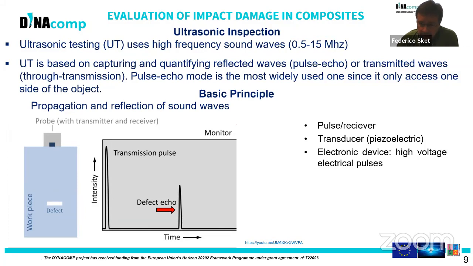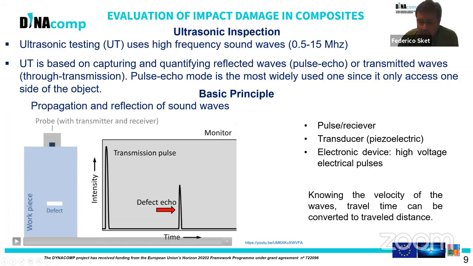For material testing, either the echo of the defect can be utilized, which is the pulse echo mode, or the phenomenon that hardly any sound wave passes through the imperfection, and this is called the through transmission mode. In a pulse echo mode, the transducer is installed in a probe, and the probe performs both the sending and the receiving of the ultrasonic pulse. So here are the parts of a basic ultrasonic device, and if you know the velocity of the sound waves in the material, the travel time can be converted to travel distance.